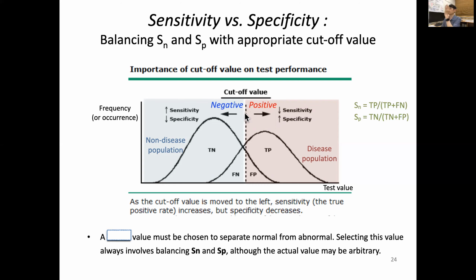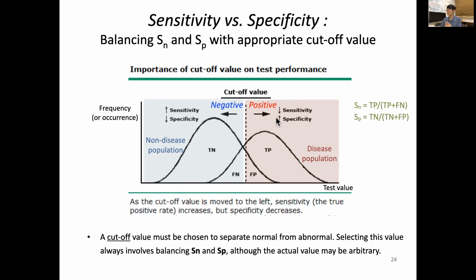This value is called the cutoff value. The cutoff value must be chosen to separate normal from abnormal, which in this case we call positive and negative. Selecting this value always involves balancing sensitivity and specificity, although the actual value may vary. So what does this mean? We know from the definition that sensitivity is, out of the disease population, the proportion of true positives. Specificity is, out of the non-disease population, the proportion of true negatives.